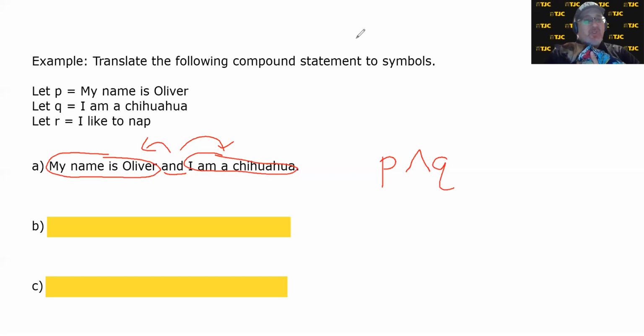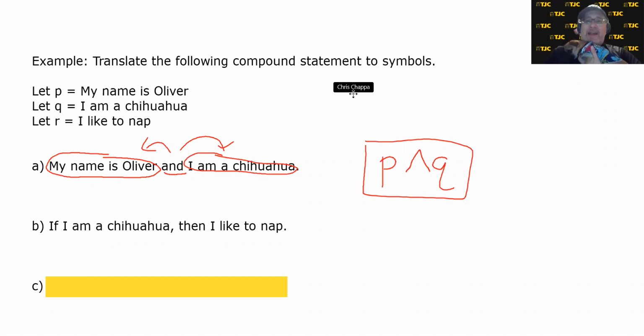So the symbolic translation of my name is Oliver and I am a Chihuahua is P conjunction Q. You can also say P and Q. It's just shortened to say and. Technically it's a conjunction sign, but P and Q would be sufficient as how you would read this. Of course, if you didn't know what P or Q represented, then you wouldn't know what that sentence means. You would just know that it's a conjunction with undefined simple statements. All right, let's take a look at the next one.